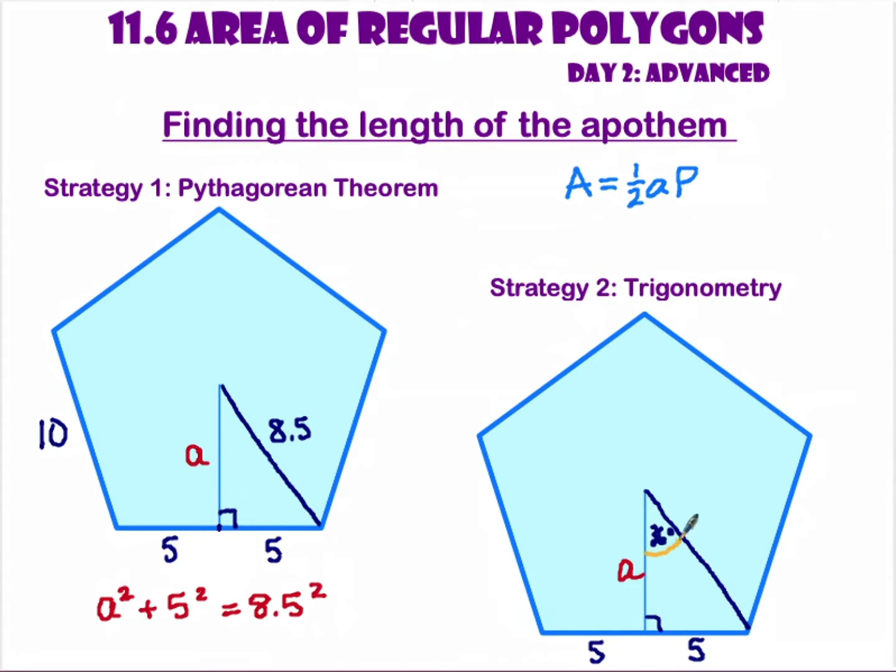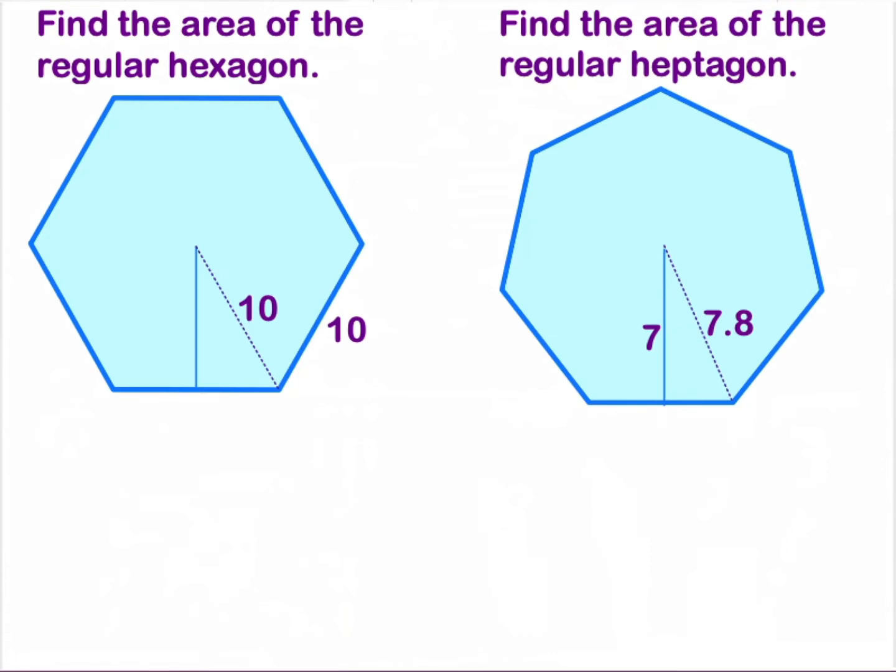Because from that angle we would have the opposite side and the adjacent side, and we would be able to set up a tangent ratio. TOA: tangent of 36 degrees equals opposite over adjacent, so 5 over a. And then you'll remember you could just cross multiply to find the length of that apothem. We're going to do 4 examples just to make sure that you are understanding this.